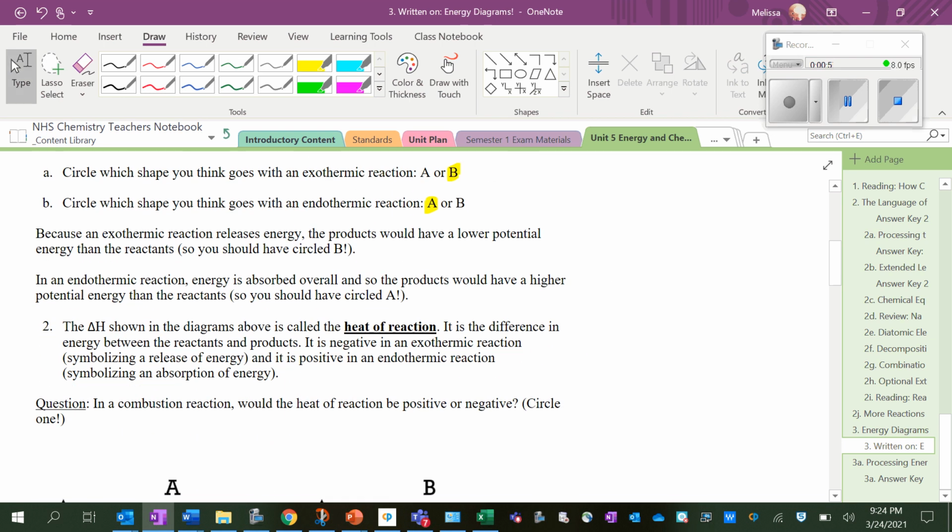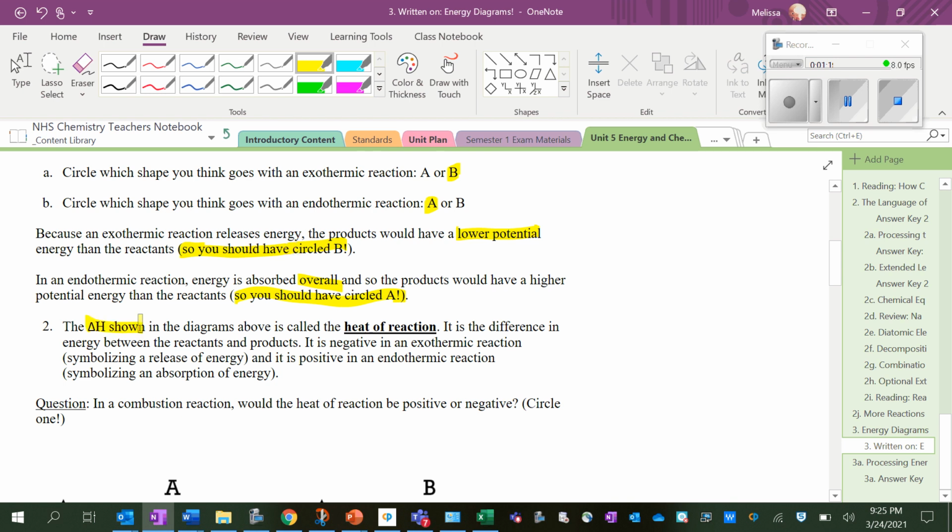So here's what it says. Because an exothermic reaction releases energy, the products would have a lower potential energy than the reactants. So you should have circled B. In the endothermic reaction, energy is absorbed overall, and so the products would have a higher potential energy than the reactants. So you should have circled A.